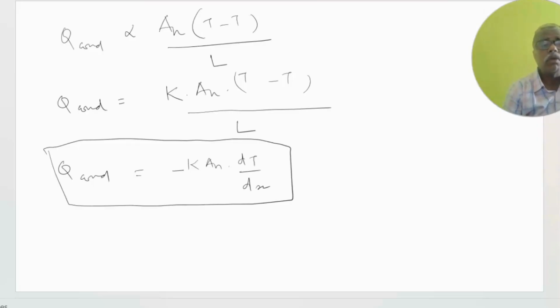Why do we put T2 minus T1? Because we used to write like that, final temperature minus initial temperature. So for example, T1 is 100 degrees C and T2 is 50 degrees C. 50 minus 100 will get a number called as minus 50. To make the whole thing positive, we add a negative sign here. And this equation is called as Fourier law of heat conduction.